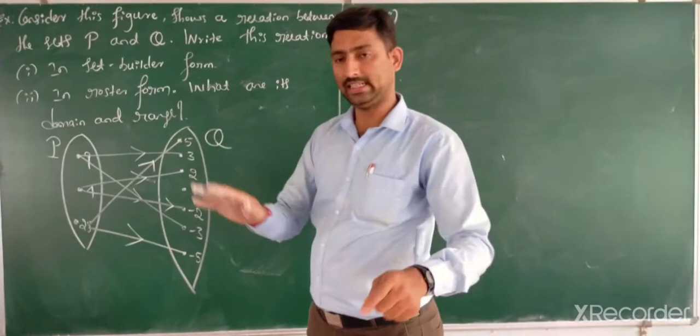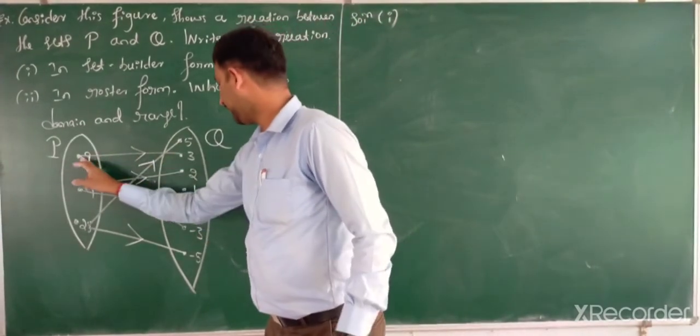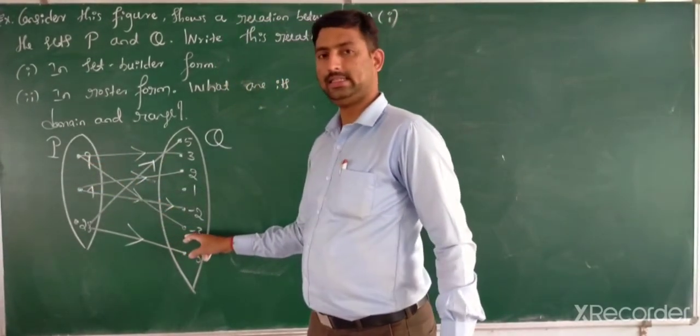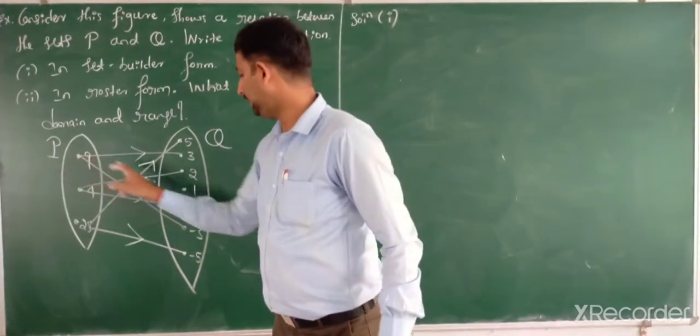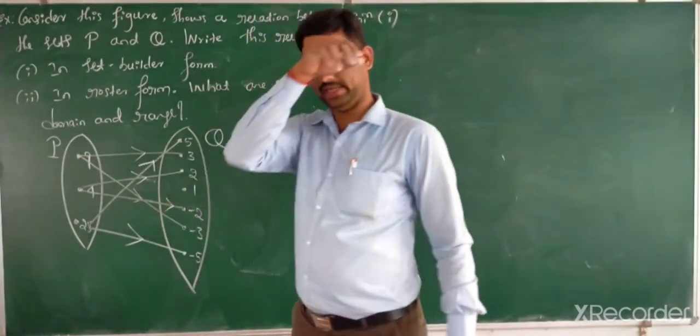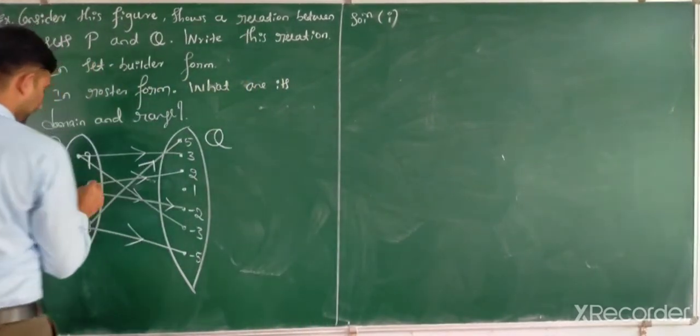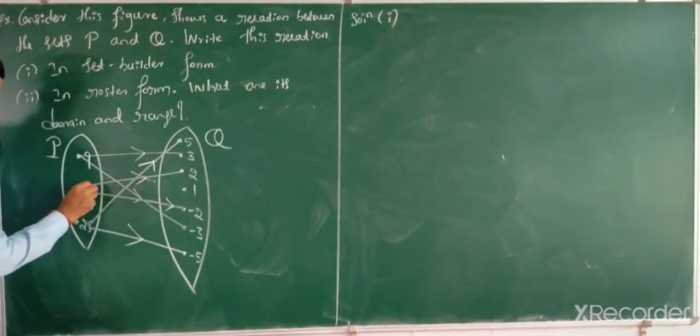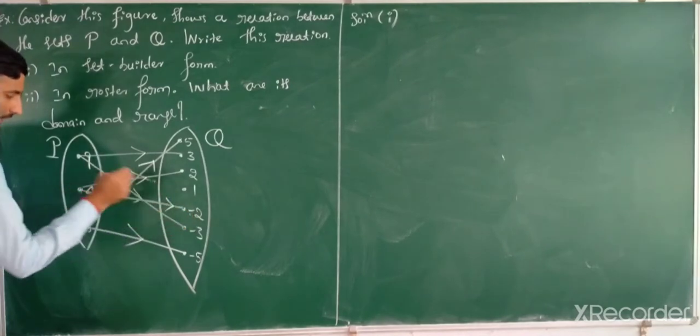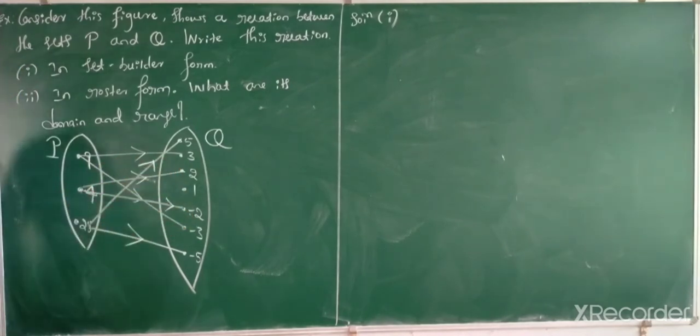What type of combination? Let us see. 9 to 3, 9 to minus 3. There is a relation among the 9, 3 combination and 9, minus 3 combination. At the same time, here there will be 4. You know it is a 4 value. 4 to minus 2, there is a combination. 4 to plus 2 is a combination.